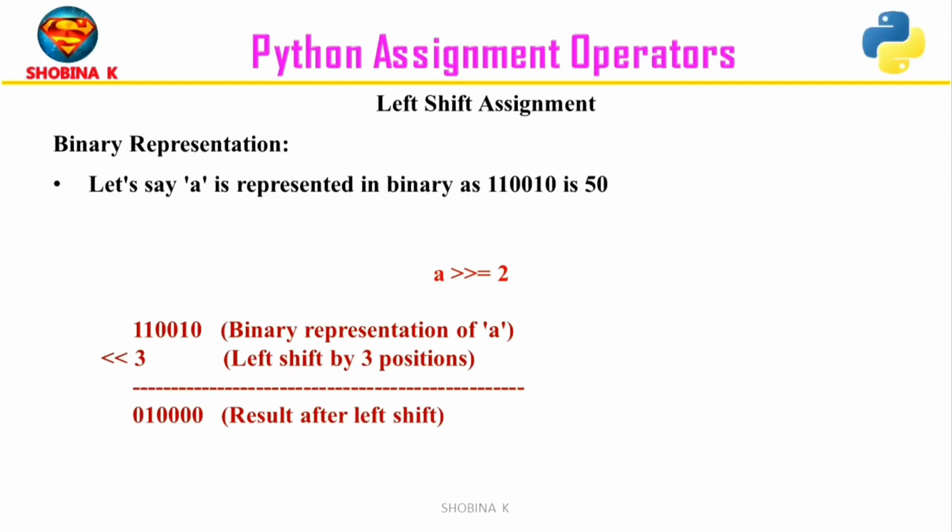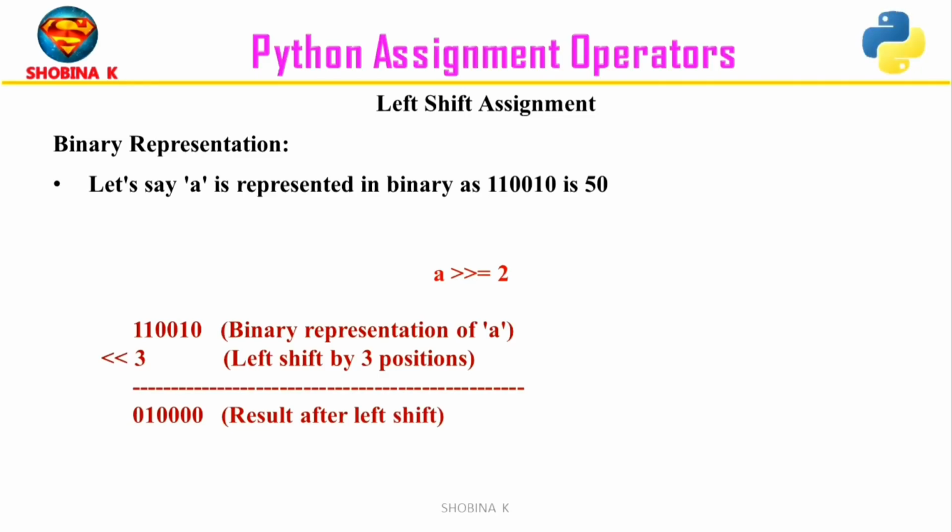Here we perform the left shift operation on the binary representation of A by the specified number of positions. In this case we have 3. Now the variable A will be updated to a new value, which is the result of shifting its binary representation to the left by 3 positions. That is effectively multiplying A by 8. This is equivalent to multiplying the variable A by 2 to the power of 3, which is 8. The left shift operation appends zeros to the right of the binary representation. On doing the left shift operation, we get the binary number 010000. Its decimal value is 16.